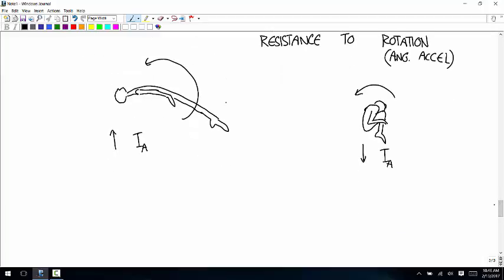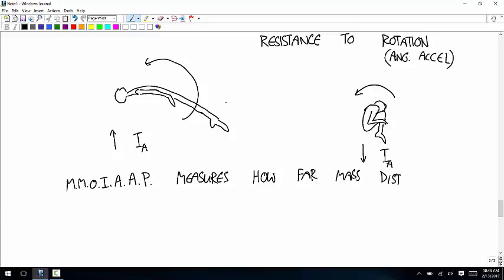And so intuitively, what the mass moment of inertia measures is how far mass is distributed from the axis of rotation. So the mass moment of inertia about a point measures how far the mass is distributed from the axis of rotation.